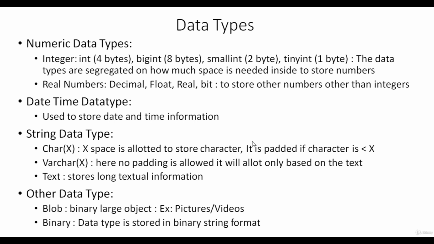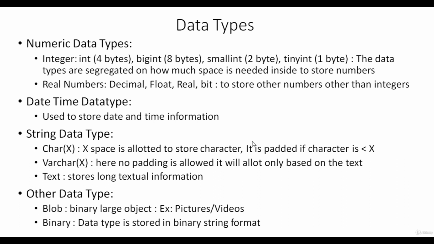Integers can be int, big int, small int, and tiny int. They are all differentiated by the memory which is allocated. For int, 4 bytes; big int, 8 bytes; small int is allocated 2 bytes; and tiny int 1 byte. There are several others like money, small money, numeric.